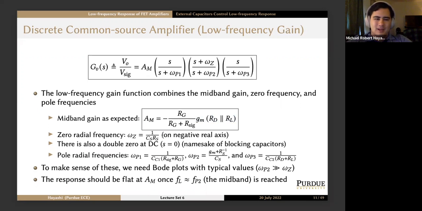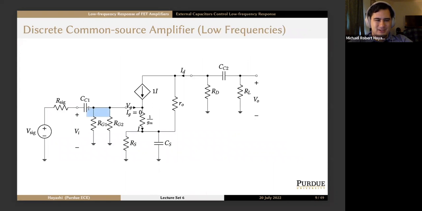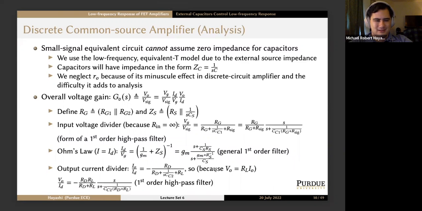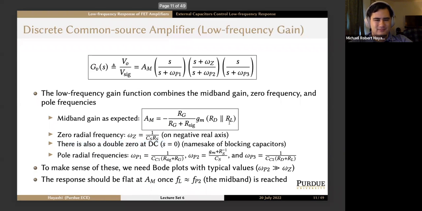So the 0 occurred at 1 over CSRS. It's on the negative real axis. There's a double 0 at DC, S equals 0. It's why we call these blocking capacitors, is because we expect CC1 and CC2 to basically block what happens at low frequency. So the 0 is at DC. And then we have pole radial frequencies, omega P1, 1 over CC1, R sig plus RG, omega P2, GM plus RS inverse over CS, and omega P3, 1 over CC2 quantity RD plus RL plus quantity.